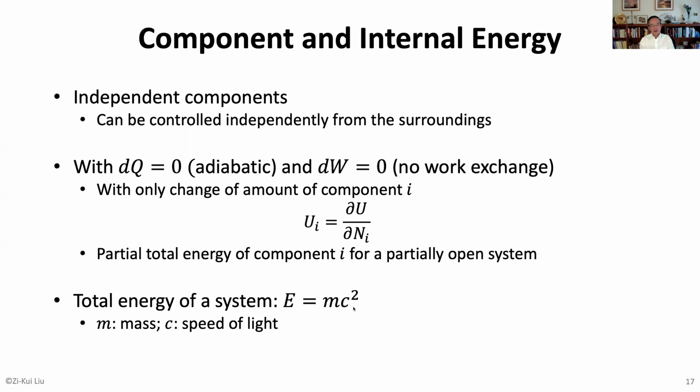We also know from relativity that the total energy of a system, E, equals mc squared. But this energy is huge. It's not what we study in thermodynamics. It's more like nuclear physics or relativity. In this equation, m is the mass and c is the speed of light.